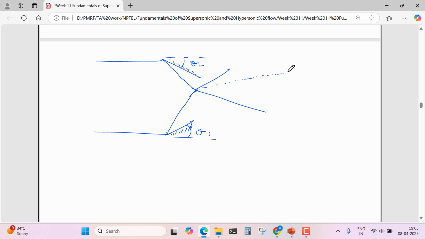And there will be this deflection. So this flow was coming with Mach number M1. Due to this theta 1 angle, it got deflected by theta 1 angle, and due to this transmitted shock it got again deflected at angle phi. Let's say this angle was phi.